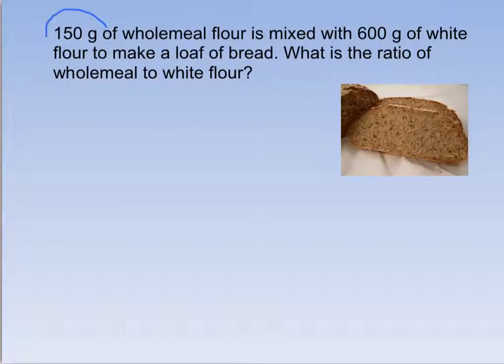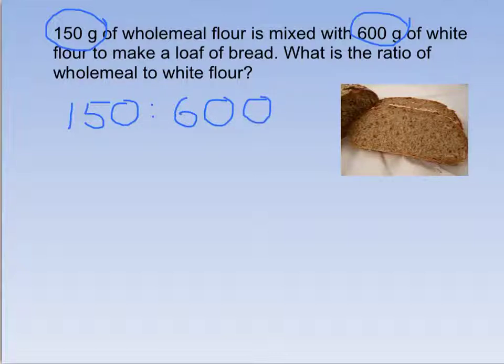In this second example we're told that we have 150 grams of wholemeal flour, which is mixed with 600 grams of white flour to make a loaf of bread. And we're asked to work out the ratio of wholemeal to white flour. So again, we need to remember to present the information in the same order as in the question. So we start off with the amount of wholemeal flour, which is 150, and then we're asked to compare that to the amount of white flour, which is 600.